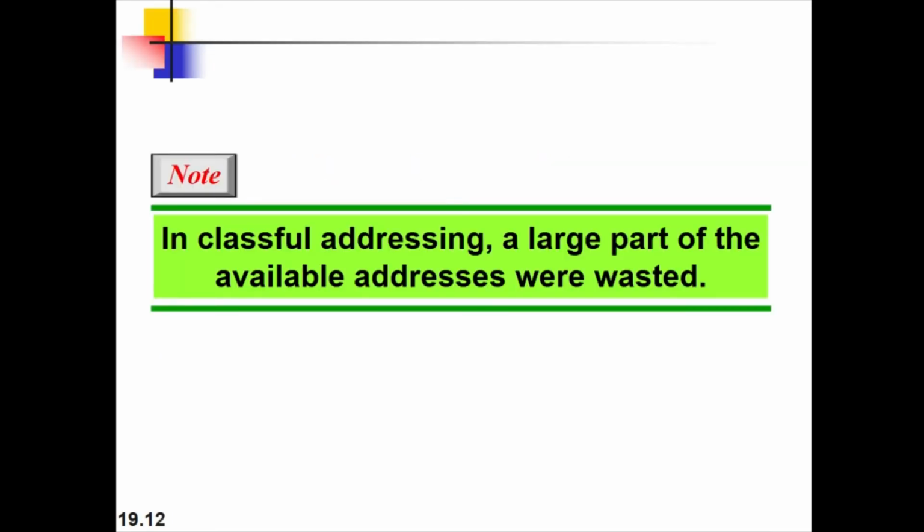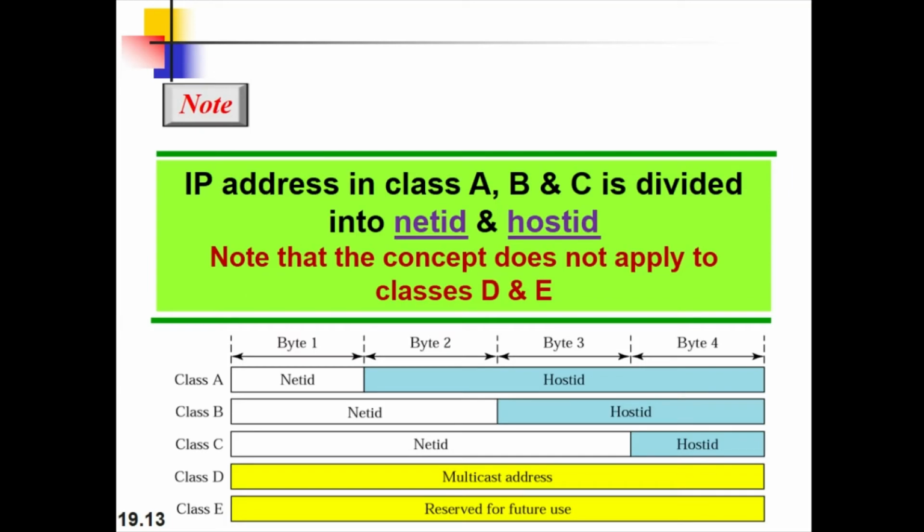Okay, in classful addressing, a large part of the available addresses were wasted because certain organizations only use certain IP addresses, so the rest are wasted. The IP address in class A, B, and C is divided into the net ID and host ID. This concept does not apply to class D and E, only to class A, B, and C. This one is for multicast, this one for reservation, so we just focus on the unicast application.